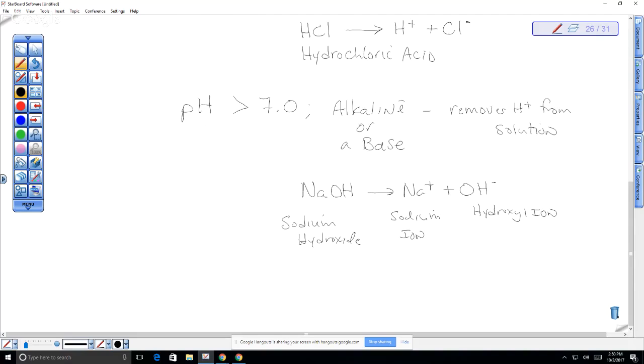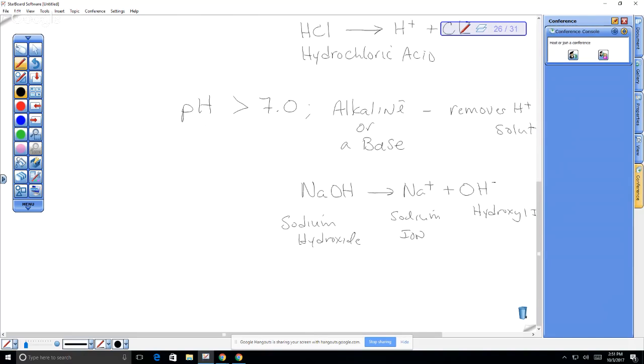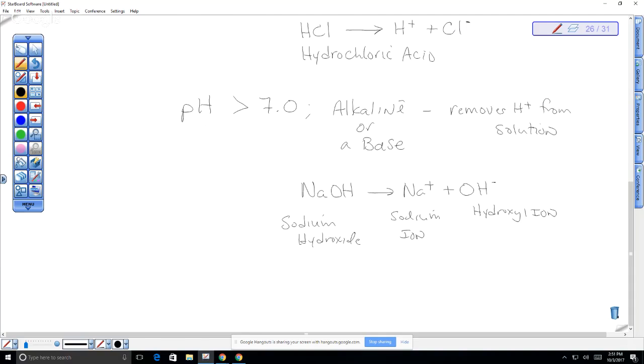If this is in water, we have to think about what is happening. Water is releasing hydrogen ions, and the hydrogen ion is going to combine with the hydroxyl ion. This is going to combine with this, and it is going to form water.